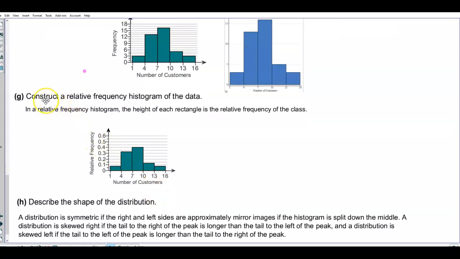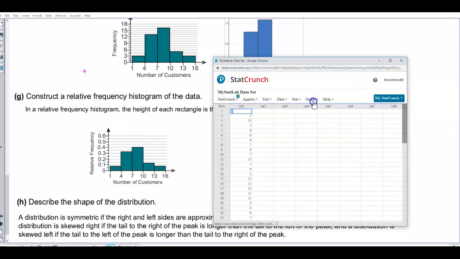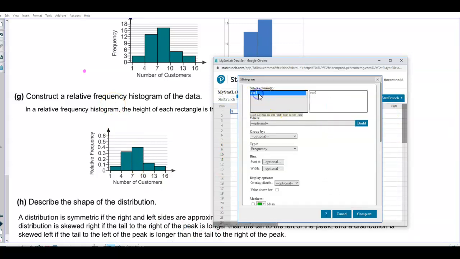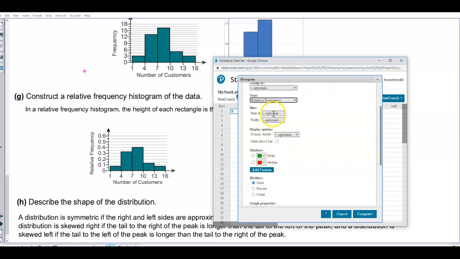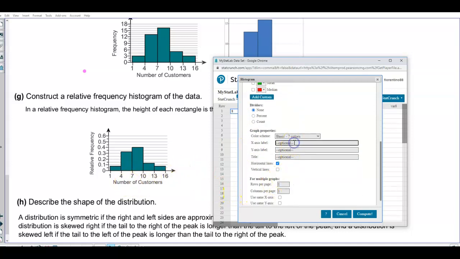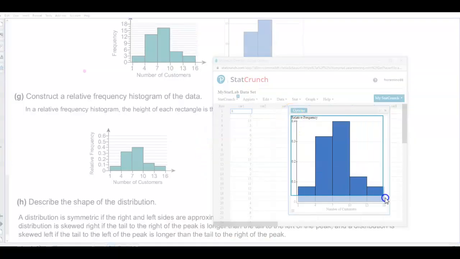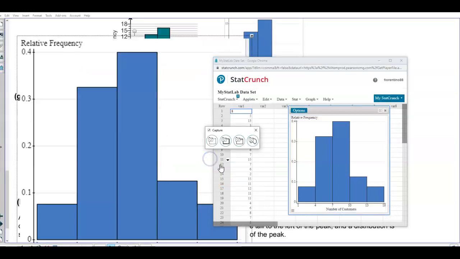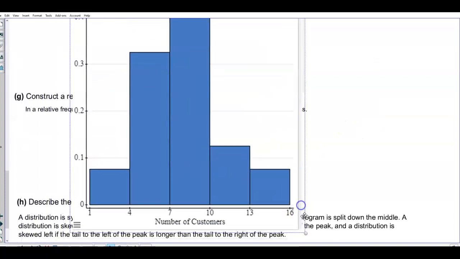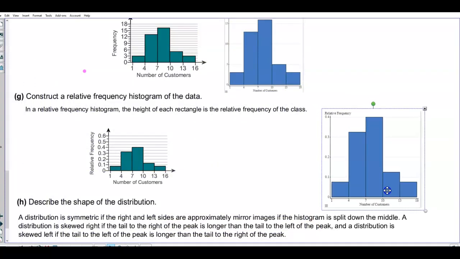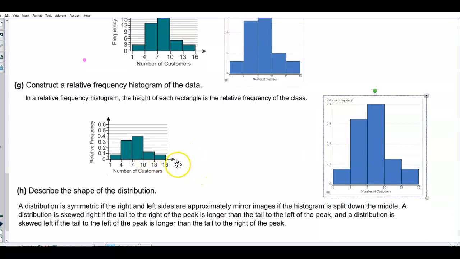Now we're going to graph and construct a relative frequency histogram. Using the same data, we select graph, go back to histogram, select our column, and then choose relative frequency from the drop-down menu. Make sure our starting point is at 1. Again, our width is going to be 3, our class width. Then we label our x-axis as the number of customers and select compute. From here, we compare to our result, and we can see that we've created a relative frequency histogram.